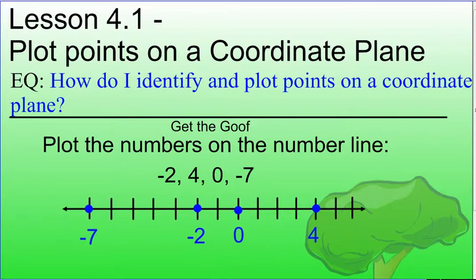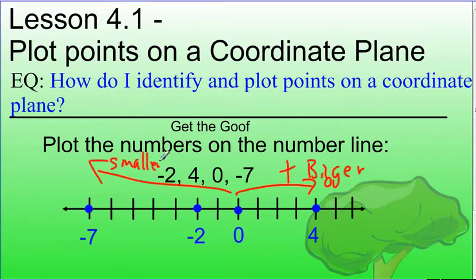So when you're plotting points on a number line, that way is bigger, or you could call it more positive. This way is smaller, or more negative. Okay?